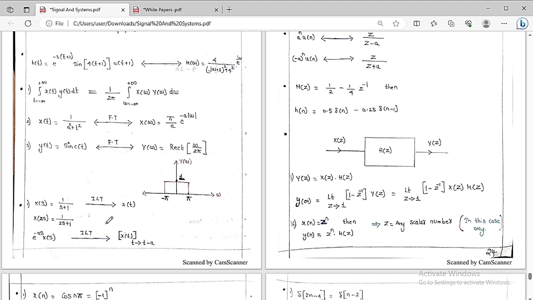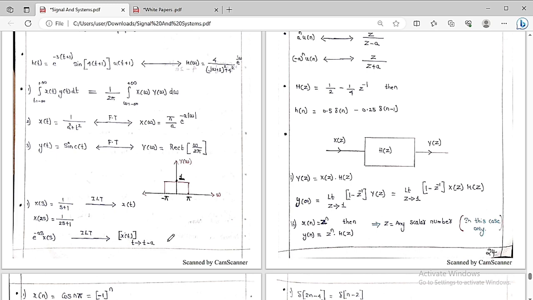So the next thing is, if X of s is equal to 1 by s plus 1, the inverse Laplace transform is x of t. Suppose for X of s equal to 1 by s plus 1, what is the inverse Laplace transform x of t? X of 2s means s replaced by 2s, we are going to get 1 by 2s plus 1. Then e to the power of minus as into X of s: what is the inverse Laplace transform? Which is x of t minus a.